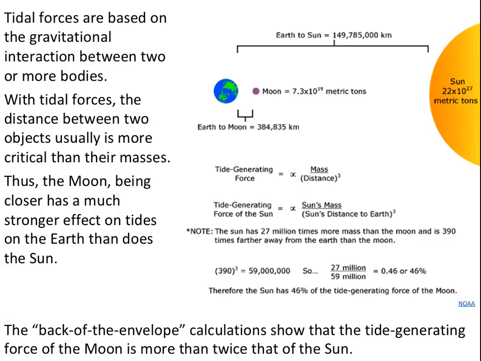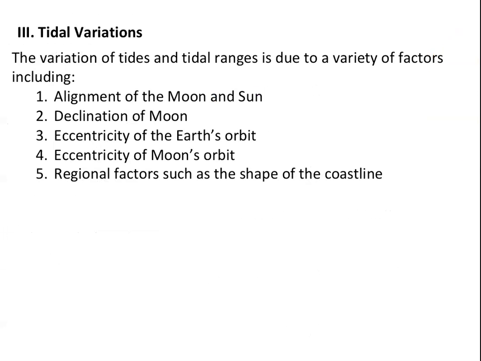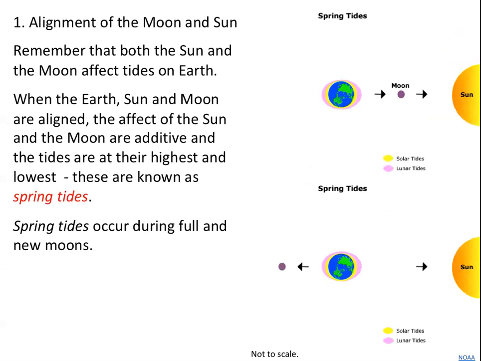And so that's kind of what your CR is going to be about. So tidal variations, the first one is the alignment of the moon and the sun. Both the sun and the moon have effects on tides on the Earth, and so when the Earth, sun, and moon are aligned, the effects of the sun and the moon are additive, and this is called your spring tide. These are your highest tides.